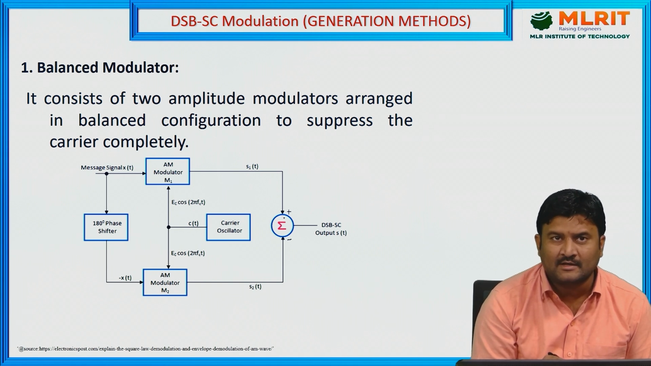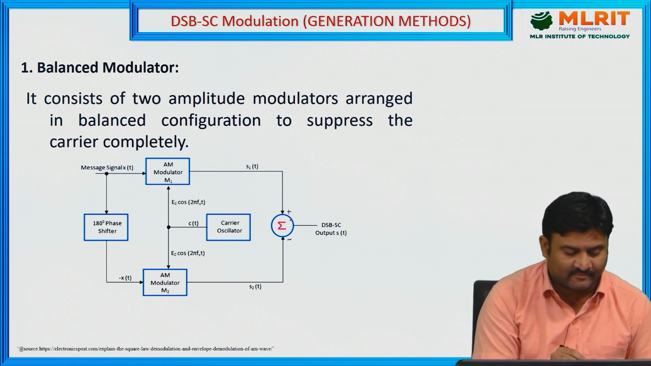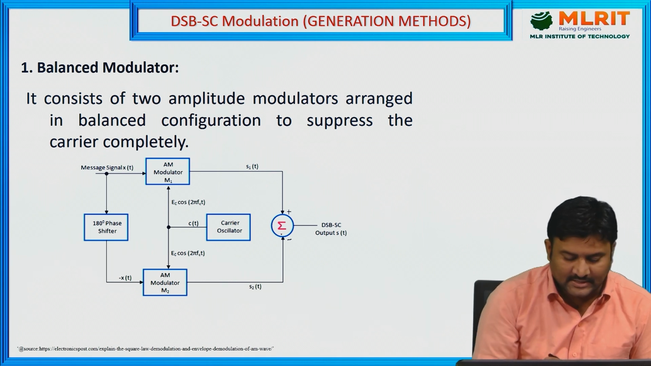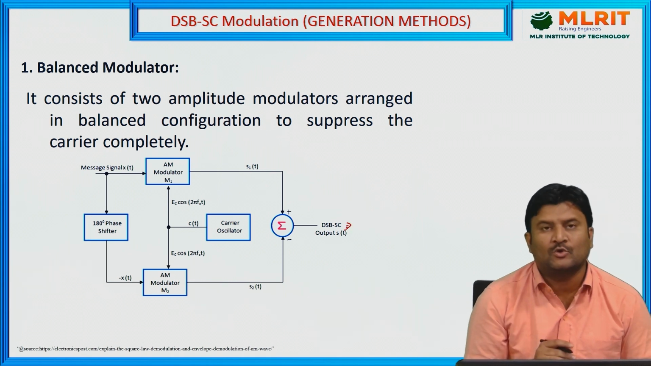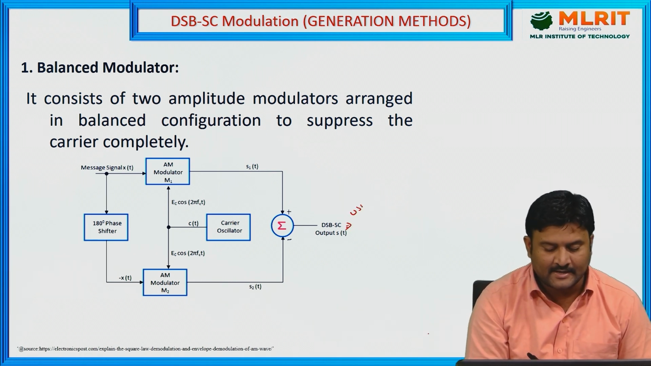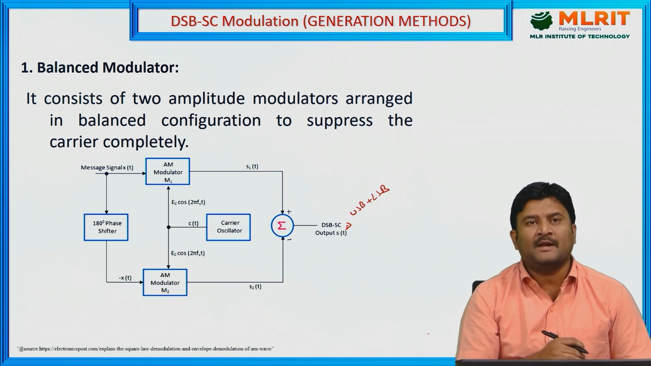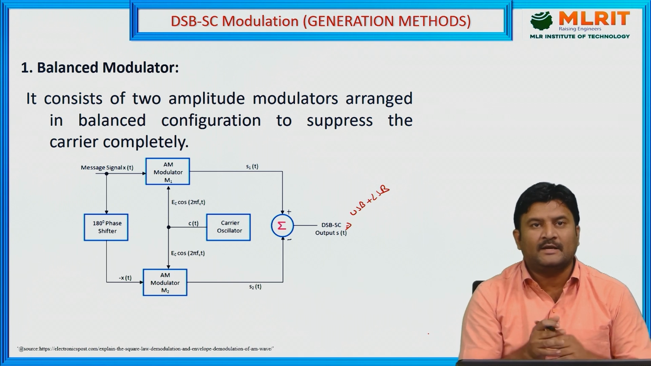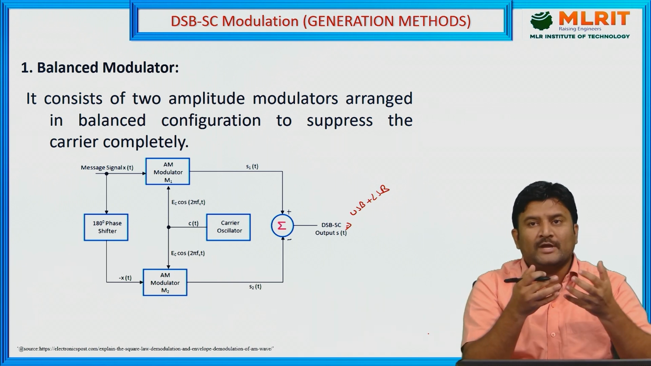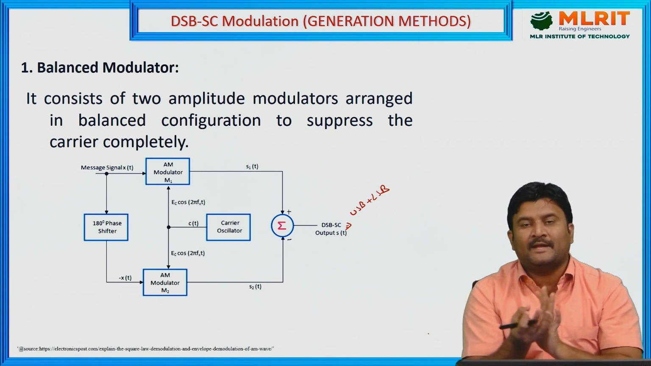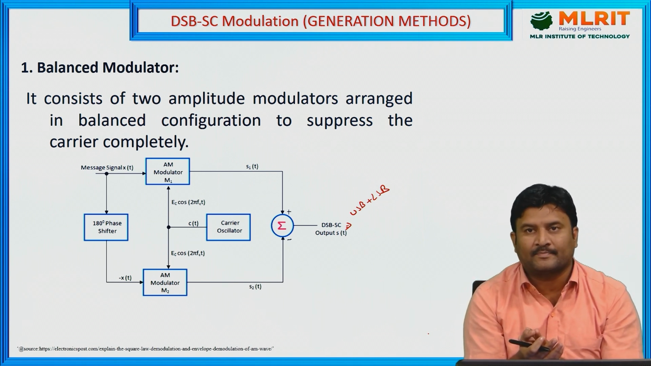Automatically observe here, the carrier is suppressed along with this one. That's why the output consists only of the upper side band plus lower side band. This is called a balanced modulator. It uses two AM modulators. You can provide a balance between these two, and the generated signal will be a DSB-SC signal.